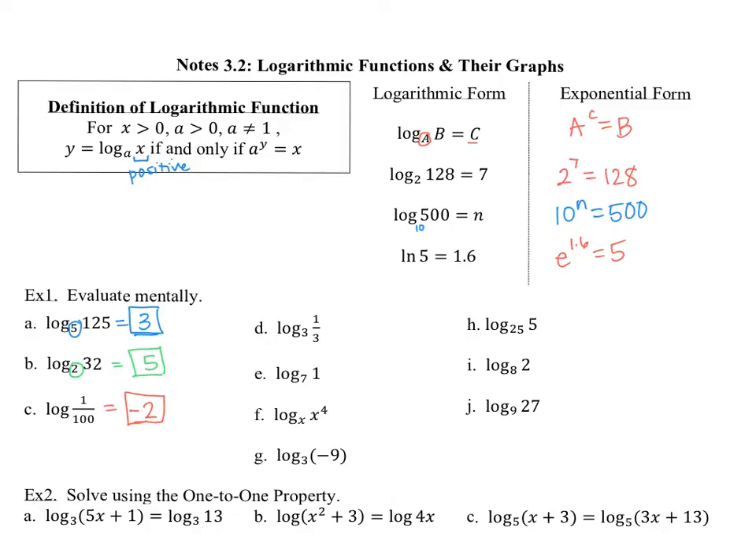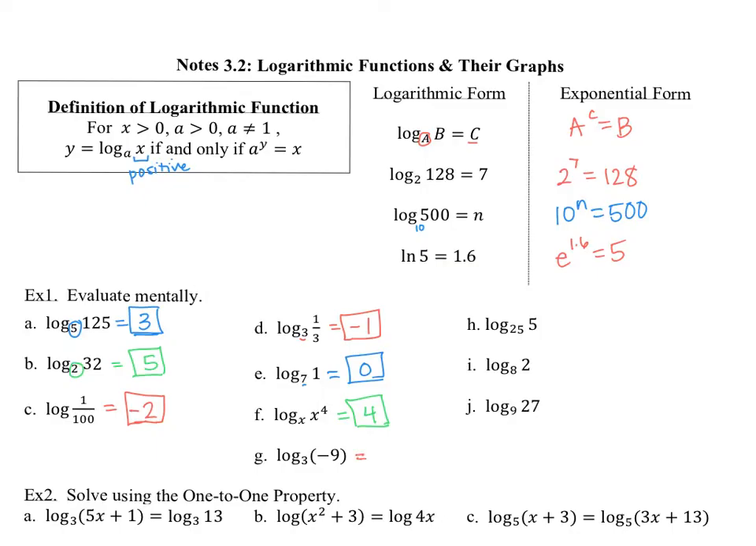I'm going to keep going. The base is 3. Okay, 3 to the something to get 1/3. 3 to the first power gives me 3. So 3 to the negative 1 gives me 1/3. Okay, 7 to the something has to give me 1. 7 to the 0 equals 1. The log base anything of 1 is always 0. Okay, let's keep going. It says log base x. So x to the something equals x to the fourth. Well, obviously x to the fourth equals x to the fourth.